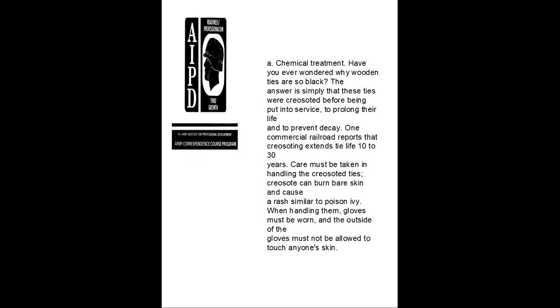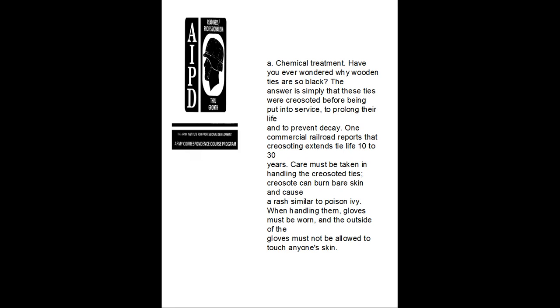Chemical treatment. Have you ever wondered why wooden ties are so black? The answer is simply that they were creosoted before being put into service, to prolong their life by preventing decay, as one of the commercial railroad reports says. Creosoting extends the tie life by 10 to 30 years.